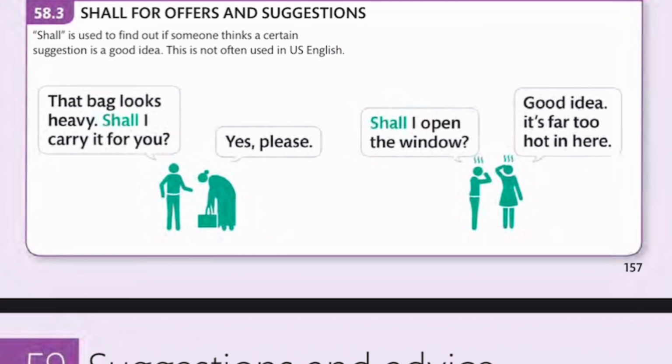Let's look at shall for offers and suggestions. Shall is used to find out if someone thinks a certain suggestion is a good idea. That bag looks heavy. Shall I carry it for you? Yes, please. Shall I open the window? Good idea. It's far too hot in here. You can see that.